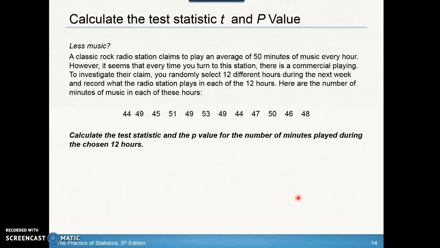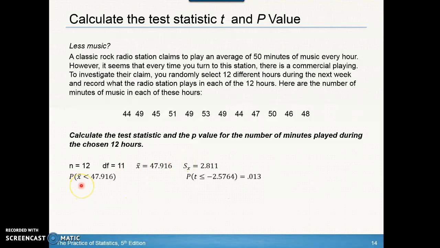We're going to calculate the test statistic and the p-value for the number of minutes played during the chosen 12 hours. So we already did the conditions. We know we can use the t-distribution. Notice here how we have all of our statistics. The sample size, degrees of freedom is really important, because that is going to show us basically what t-distribution we're using. Sample mean, sample standard deviation.